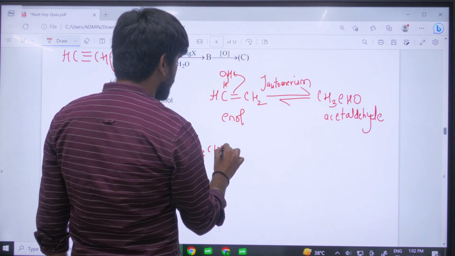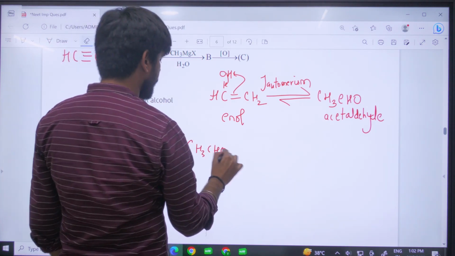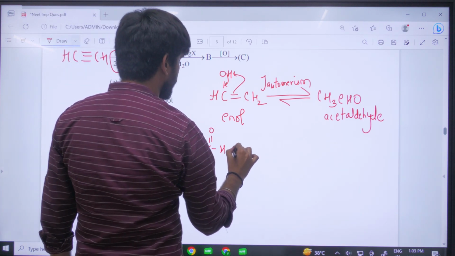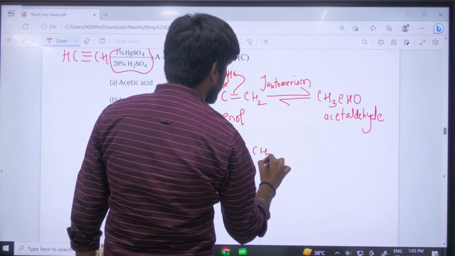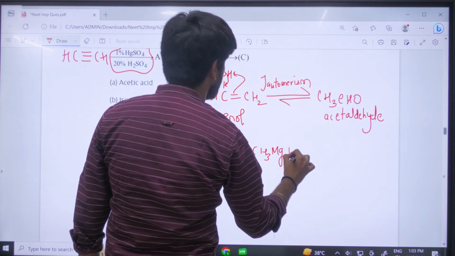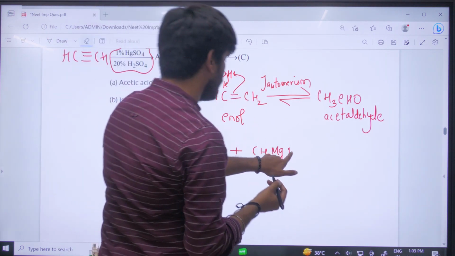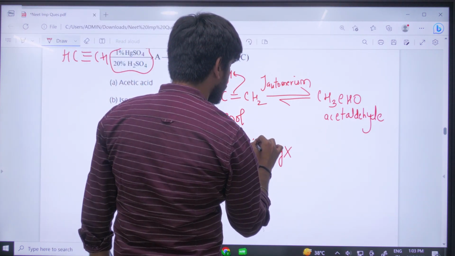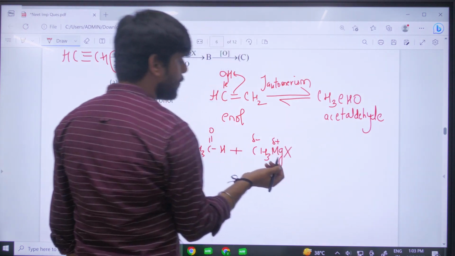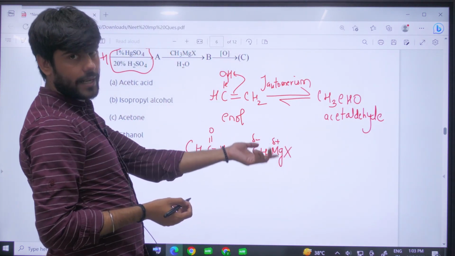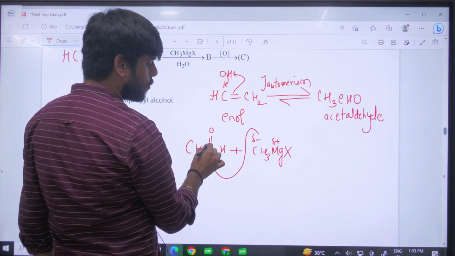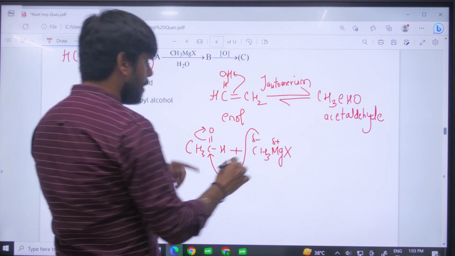Let me write the aldehyde like this. This is your aldehyde. It is reacting with the Grignard reagent, methyl magnesium halide. This is the methyl magnesium halide. This is negative, this is positive, for obvious reasons, because metals are electropositive. This acts as a nucleophile. It will attack on this electrophilic carbon. This one goes here.